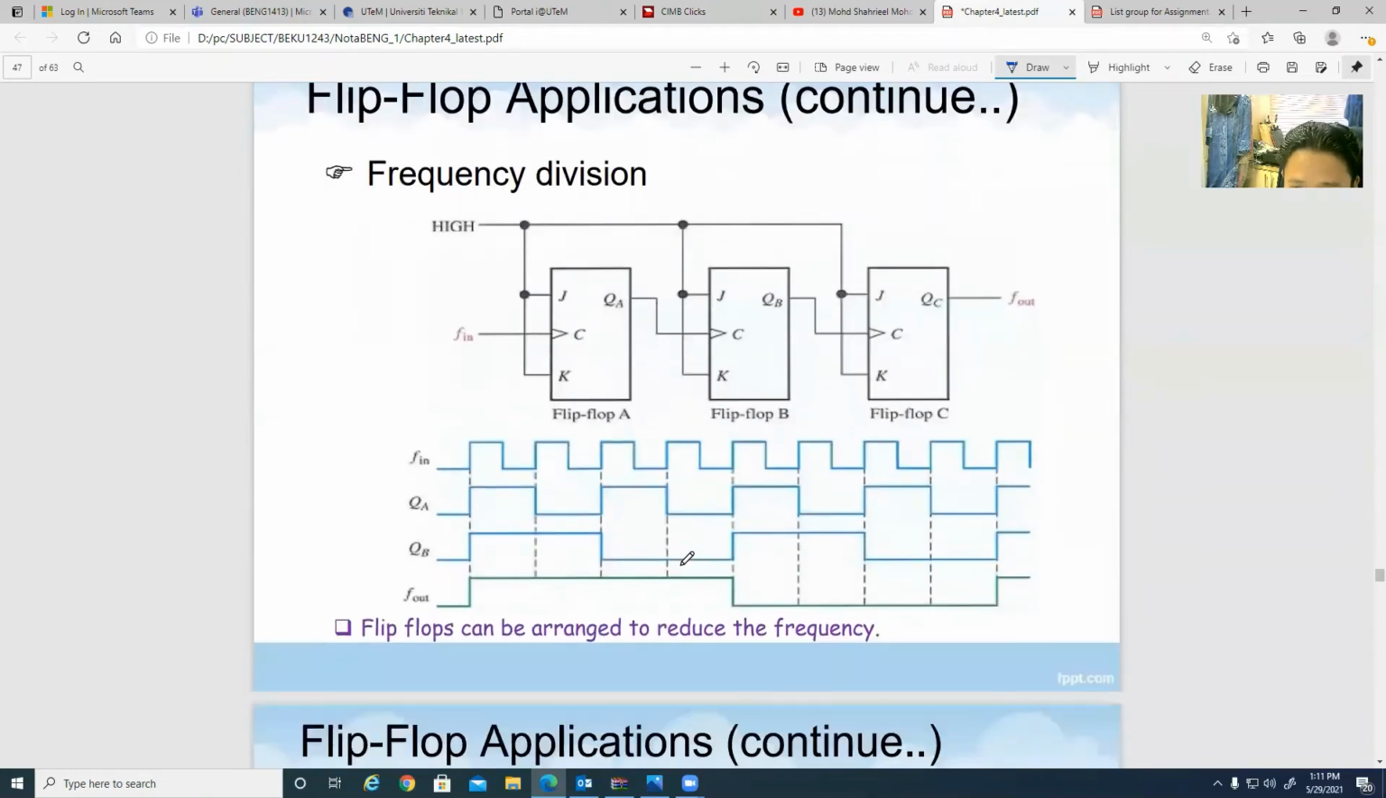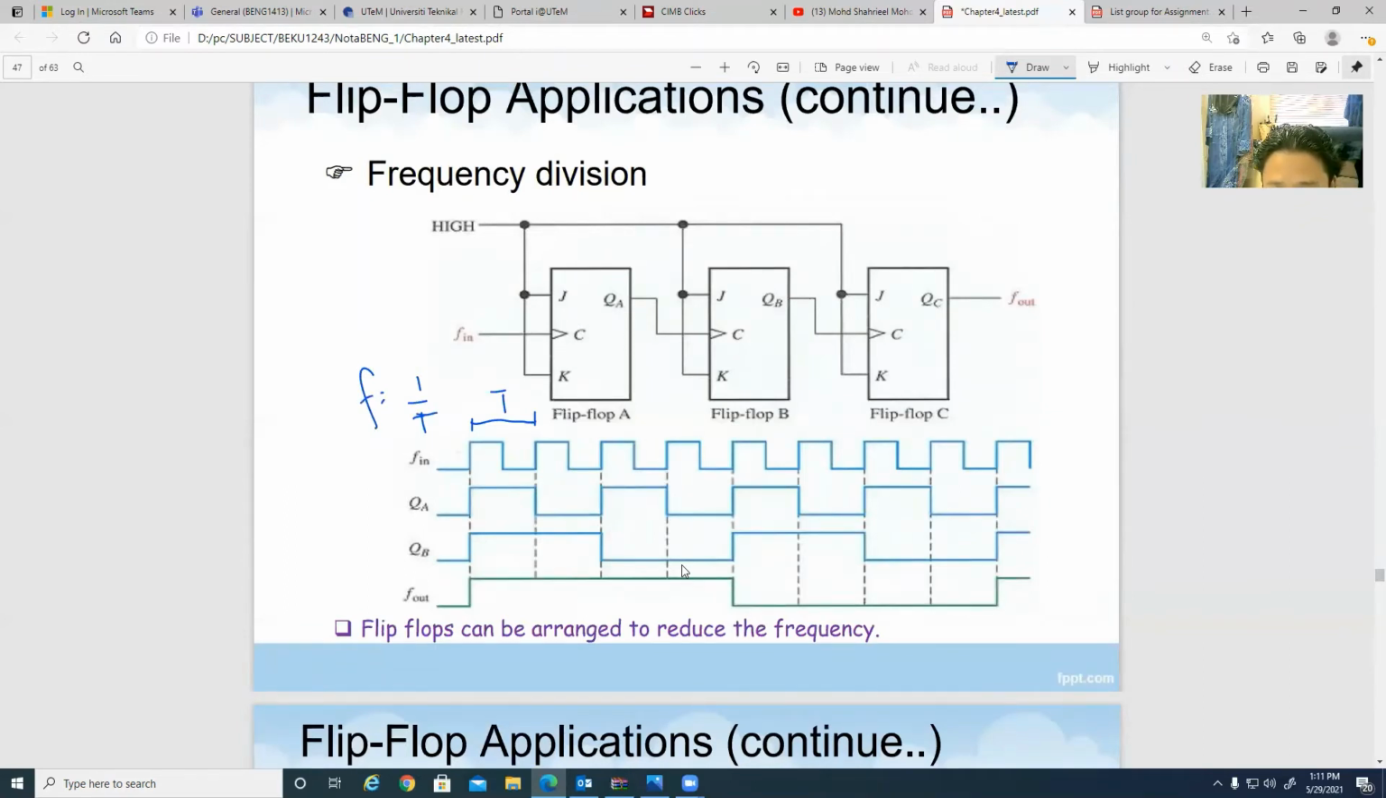Okay, and then the next application is frequency division. You can see an example here. We are using JK flip flops. So this is the frequency in and the frequency out. That's what we call frequency division. As you can see, this is the frequency in. You can calculate the period T. So from T, you can calculate F. F equals 1 over T.